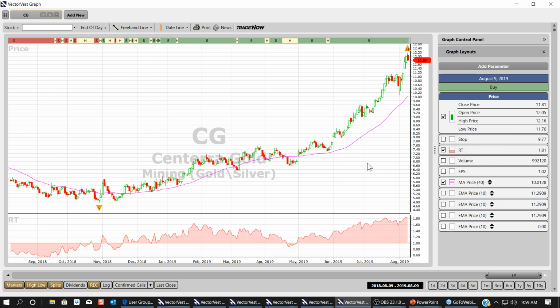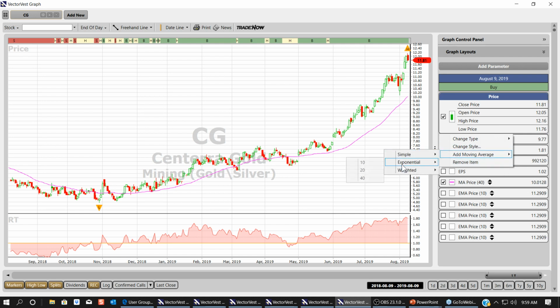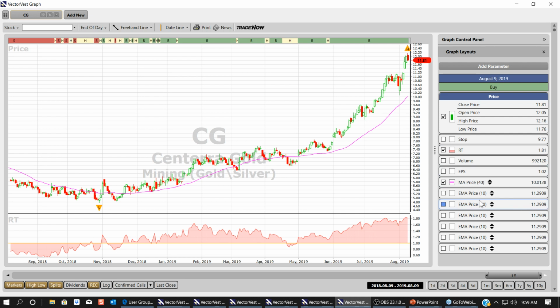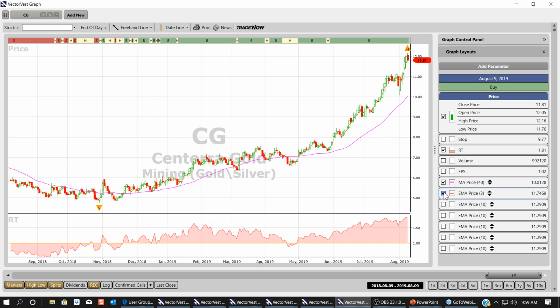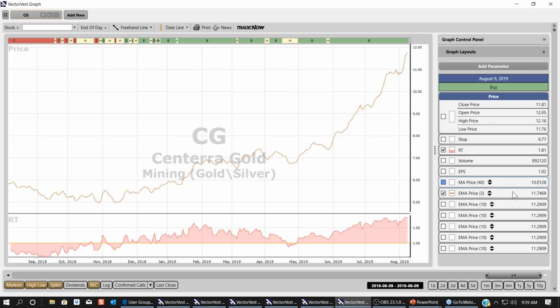exponential, EMA 10. That's 1, 2, 3, 4. Right click, add moving average, exponential, 10. That's 5. Add moving average, exponential. That's 10. I now have 6 moving averages. So the first one, I'm going to make the 3. If I make a mistake, somebody let me know, and I'll just highlight it. I'll take off the 40 simple moving average. I'll take off price, and then I'm going to come into the second one and I make that a 5.